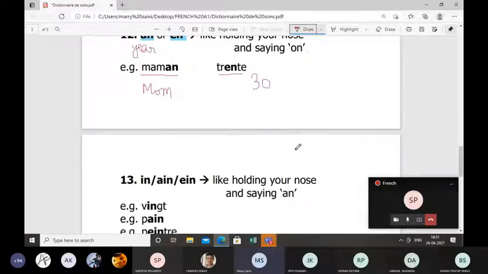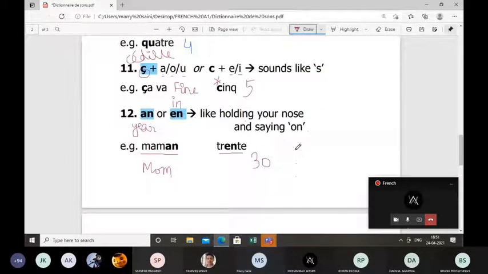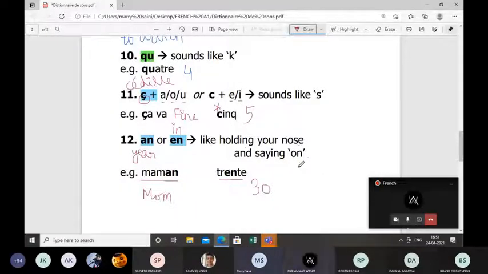Ma'am, how will we differentiate between ear and in? Sorry? ER and in. Speak a little slower, what are you saying? Ear and in with on sound. Yes, ma'am, these both have the same sounds, then how will you differentiate between them? No, this is in, this is on. Okay, ma'am.